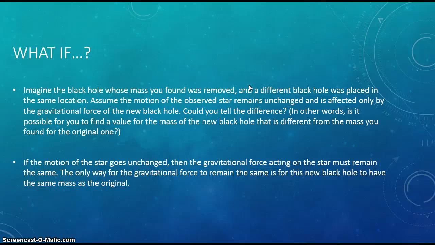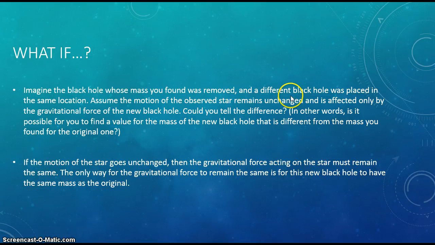Well, we wouldn't be able to tell much of a difference from the motion of the star because, as said before, if Fnet is only the gravitational force made by the black hole, and this does not change, then we are to assume that the new black hole must have the same mass as the original. Because if the motion of the star goes unchanged, then the gravitational force acting on the star must have remained the same.